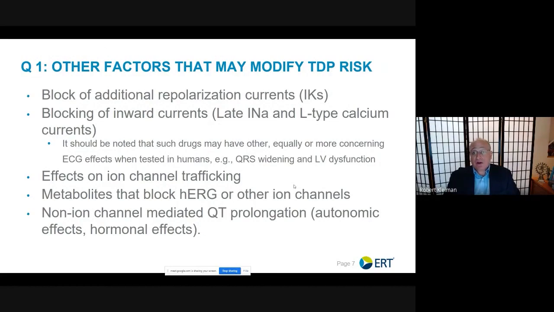We also know that some drugs prolong QT and produce torsade, not by blocking the hERG channel directly, but by affecting the trafficking of hERG channels. We know that metabolites may be responsible for hERG or other ion channel block. And we also know that there are non-ion channel related mechanisms for producing QT prolongation. So these are important things that I'm glad to see the ICH reminding us of.